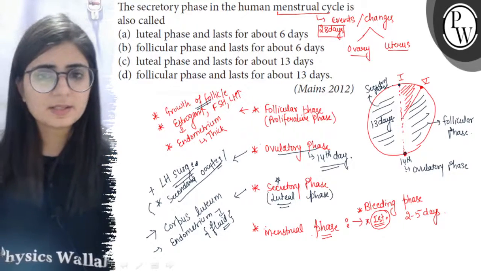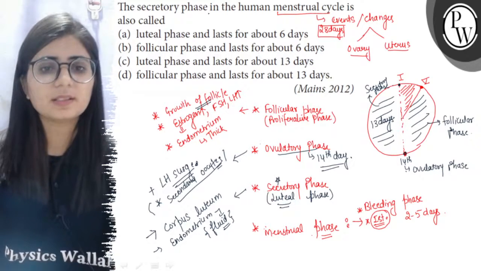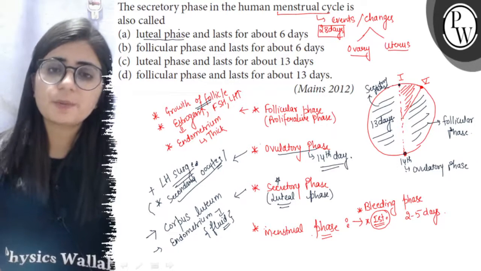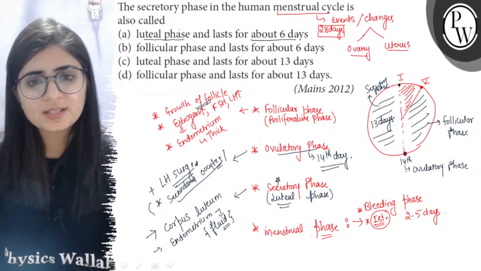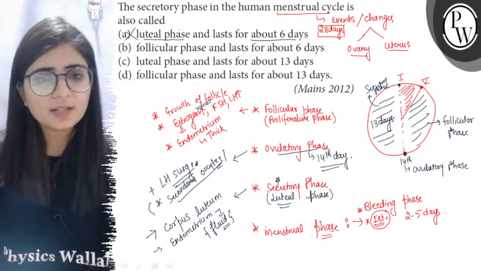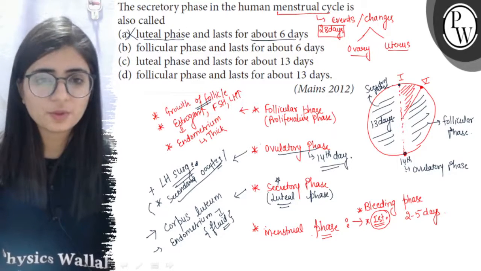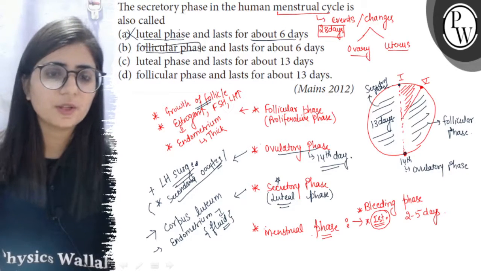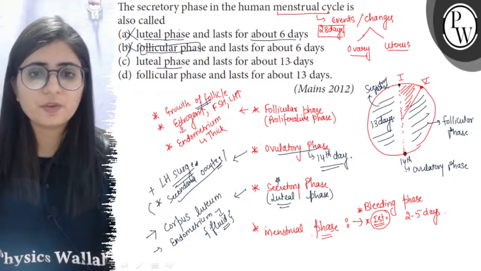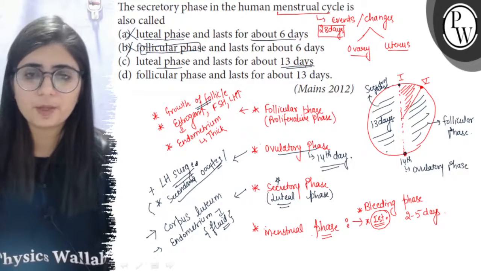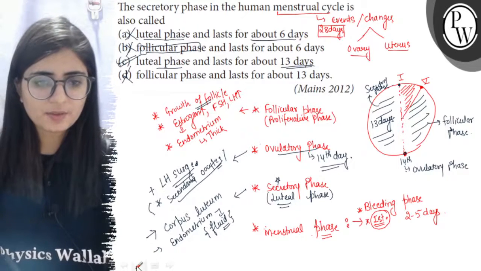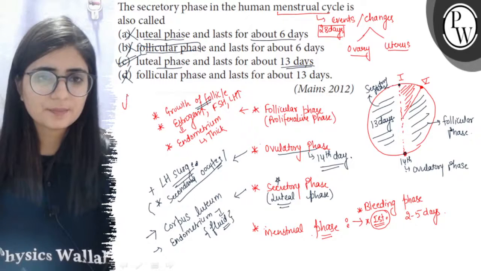Now let's see the options. The secretory phase is also known as the luteal phase because there is formation of corpus luteum, but the first option says it lasts for 6 days. This is incorrect because it is about 13 days. The second option is the follicular phase. This is not true, because the secretory phase is not the follicular phase, so it is discarded. Third, the secretory phase is called the luteal phase because there is formation of corpus luteum and it lasts for about 13 days. So this one is true. The next is the follicular phase, which is again incorrect. So the right answer of this question is option C.